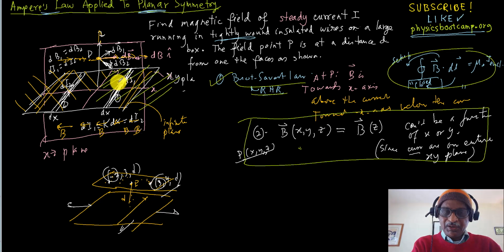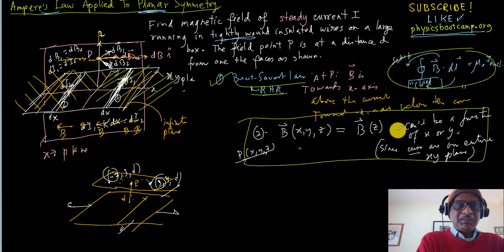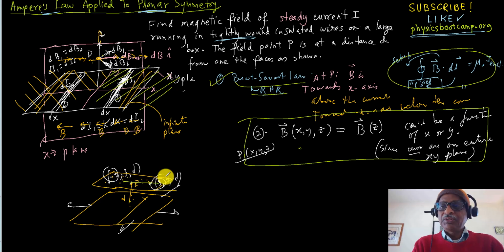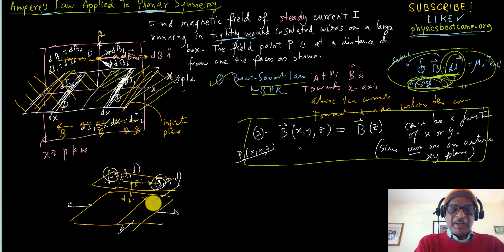that it can't depend on x and y, which means if I go up here or go over here, if you draw a line, the magnetic field will be the same at every point on that line. So this line here that I have to decide on what loop to pick, this dl, it helps to know which way the current is going.